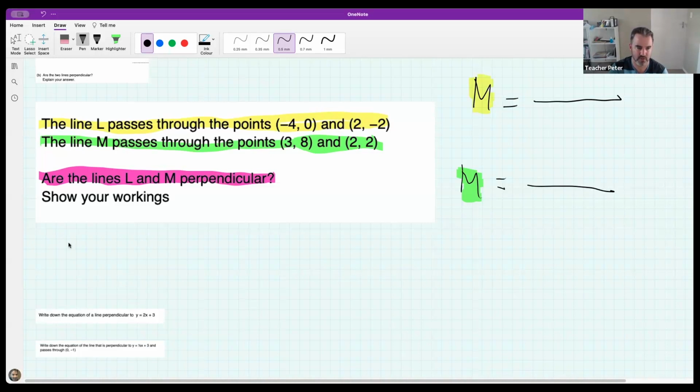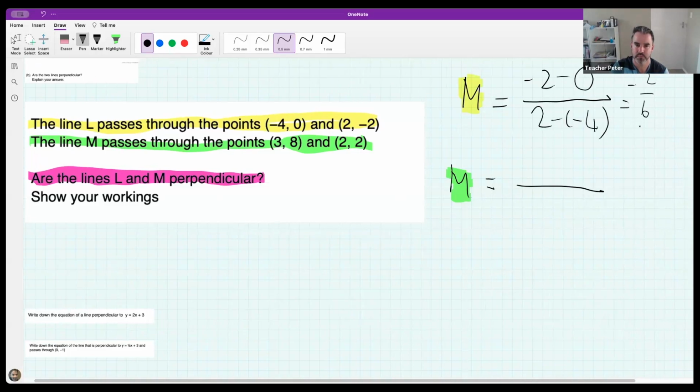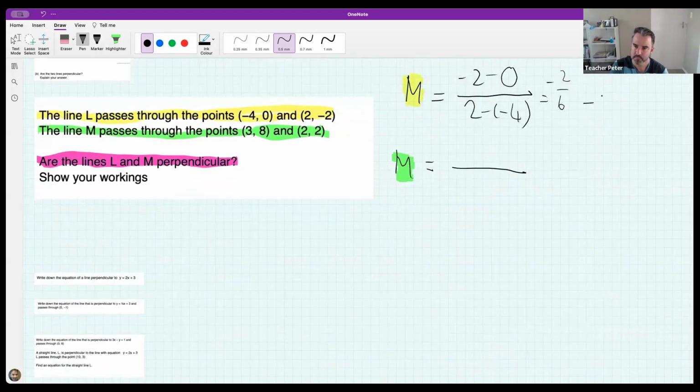Keep those answers coming in. Do we think L and M are perpendicular? Put your answer in the chat so that we can all learn together.